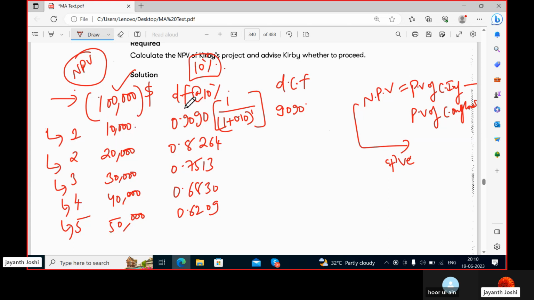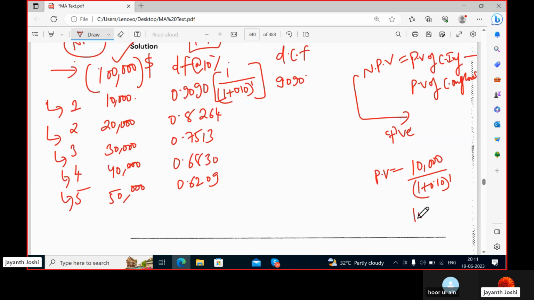with discount factor of 10%, which is nothing but this one is the discount factor at the rate of 10%. That means I'll write it here. 10,000 present value is equal to future value by 1 plus 0.10 whole power 1. That's nothing but 10,000 into 1 by 1.10 whole power 1. So this is nothing but the discount factor, which is what I have written here, 9090. So 10,000 into 0.9090 will give you this.